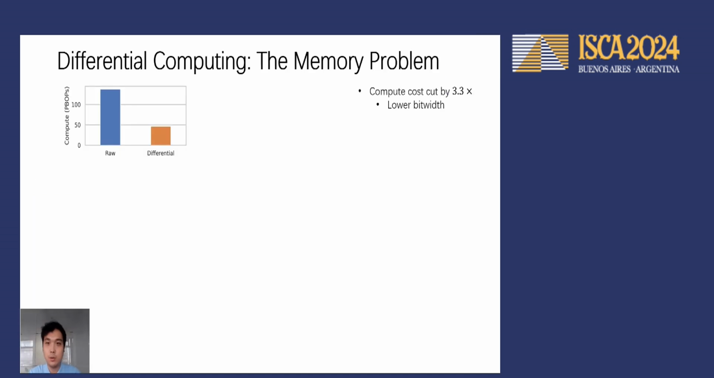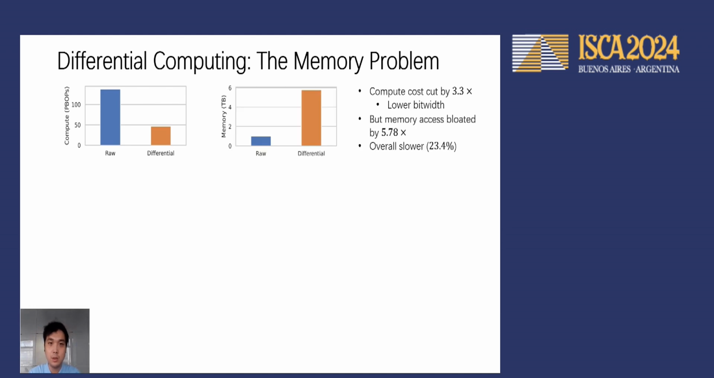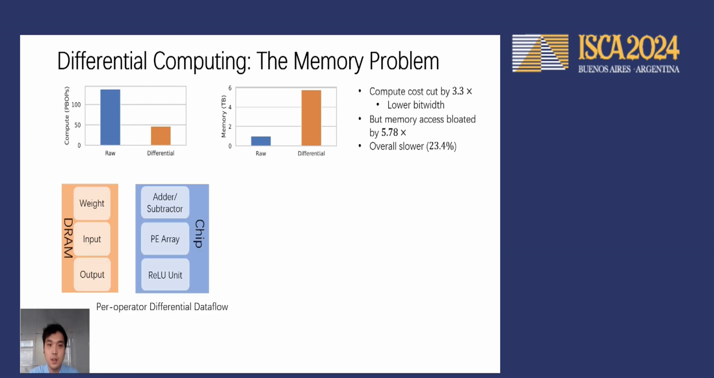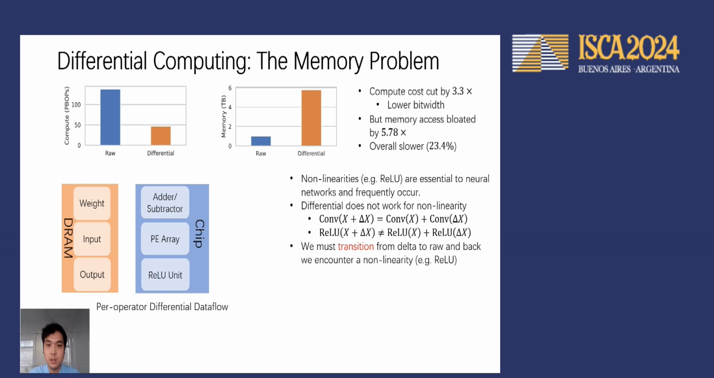As you can see, differential computing indeed cut compute costs by 3.3 times due to the lower bit width, but it also caused memory traffic to bloat by a factor of 5.78. The whole thing is overall slower by 23.4%. The issue is in non-linearities, such as ReLU. They are essential to neural nets and occur frequently, but differential computing demands that the operator be linear to function correctly. They are only correct for linear operators such as conv, but not non-linear ones such as ReLU.